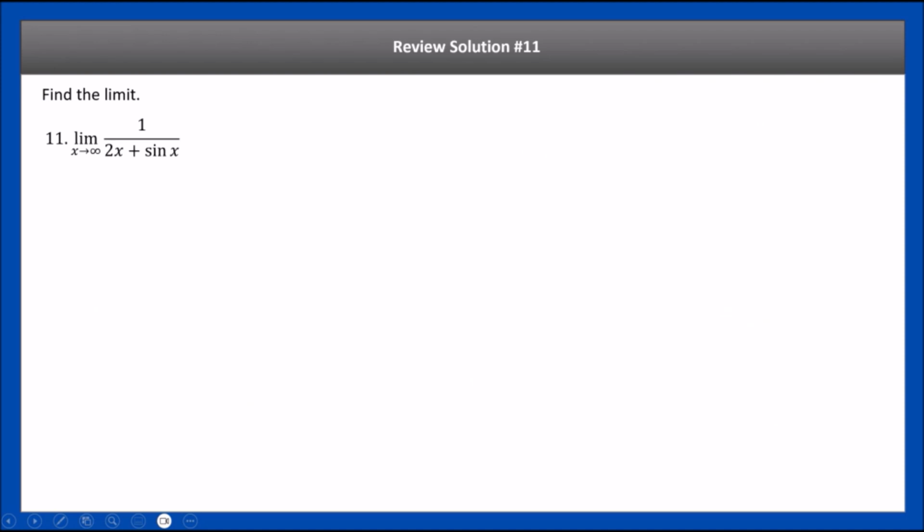So number 11, again, let's do the limit as x approaches infinity. So if we plug in infinity into this, okay, for this one we are going to apply a sort of squeeze theorem. We know that there's a couple ways to think about it. If you plug in infinity into this function, this is going to turn into infinity, right? So 1 over infinity plus sine of x.